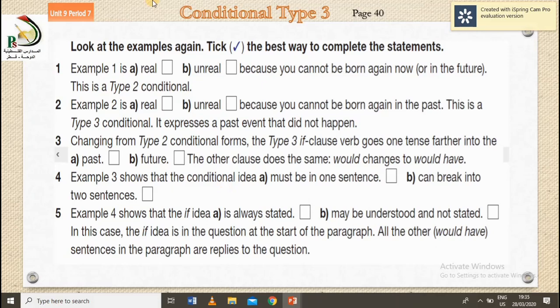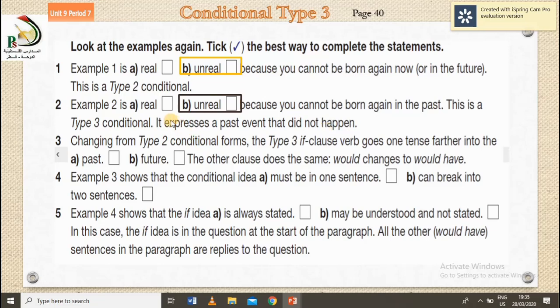I'll continue. Look at the examples again. Take the best way to complete the statements. Example 1 is real or unreal? Because you cannot be born again now or in the future. Real or unreal? This is called type 2. Yes, it's an unreal situation. Number 2, example 2 is real or unreal because you cannot be born again in the past. So this is a type 3 conditional. It expresses a past event that did not happen.